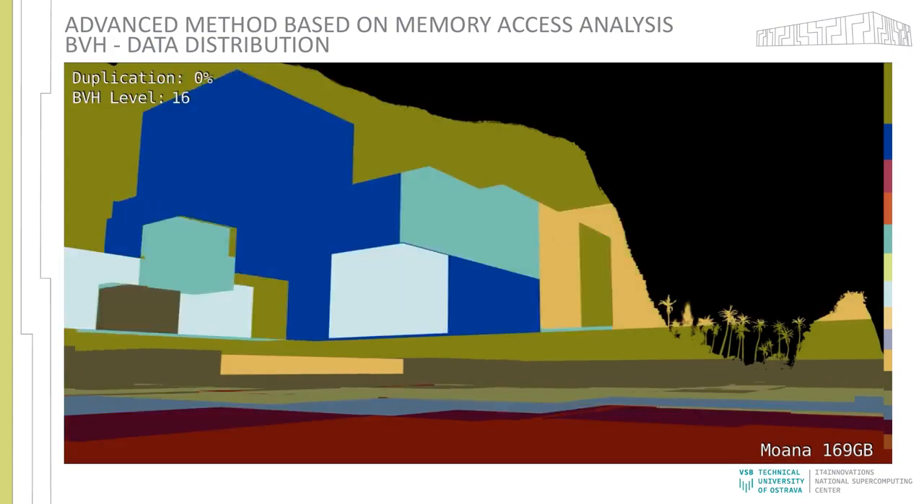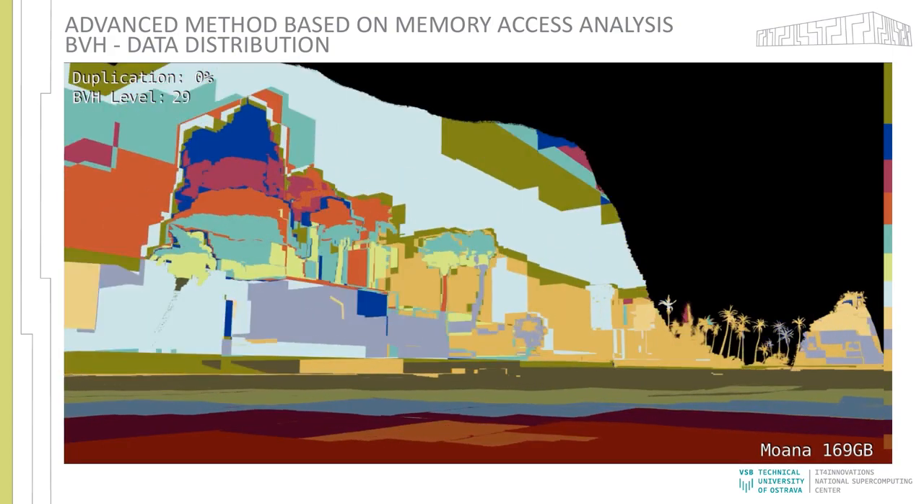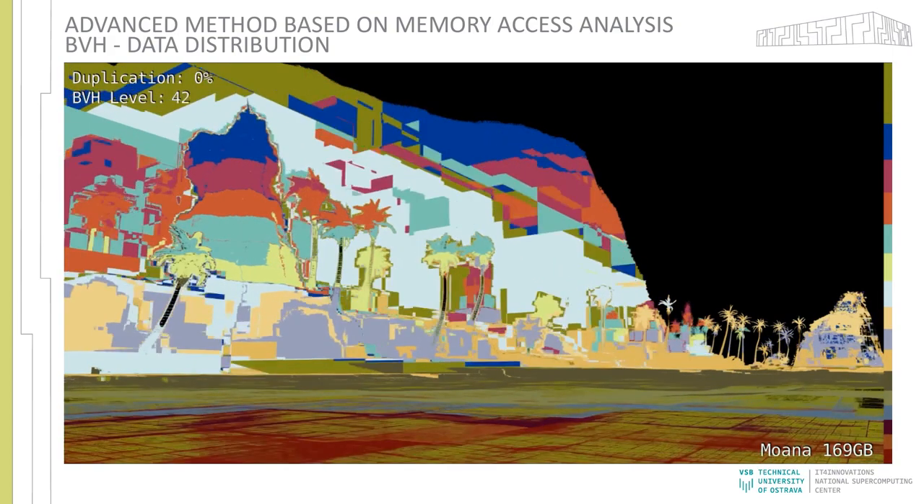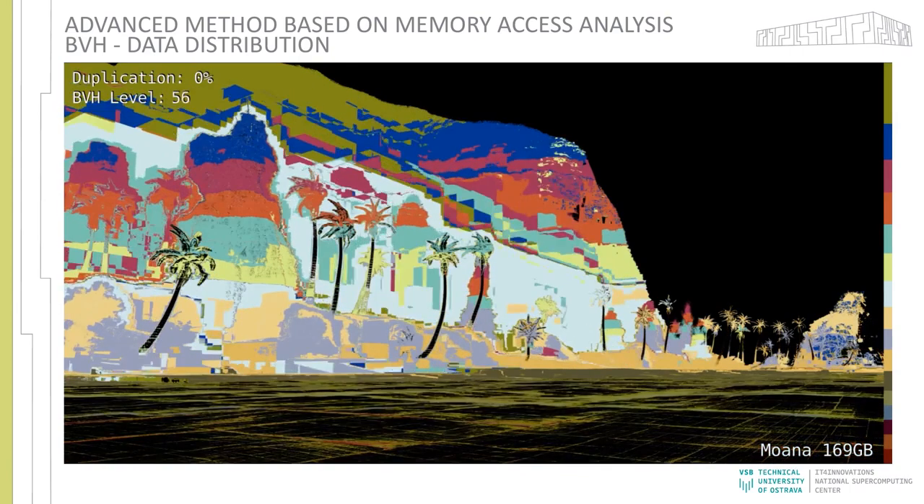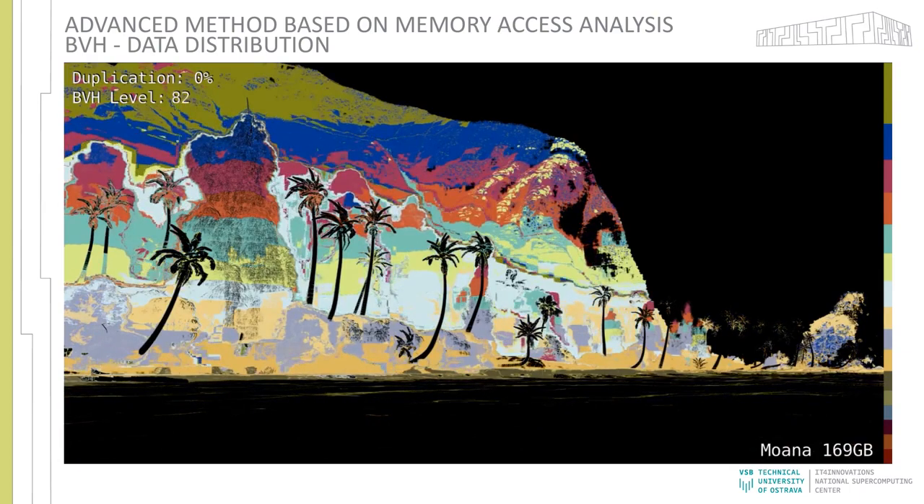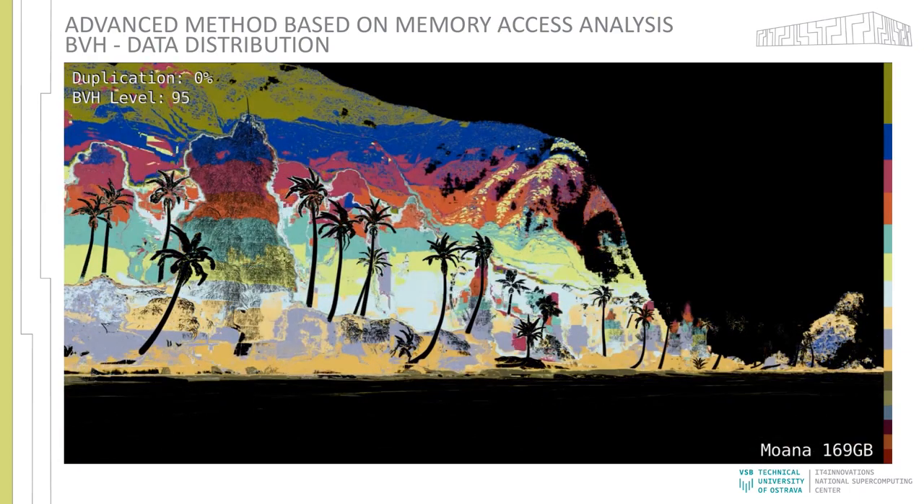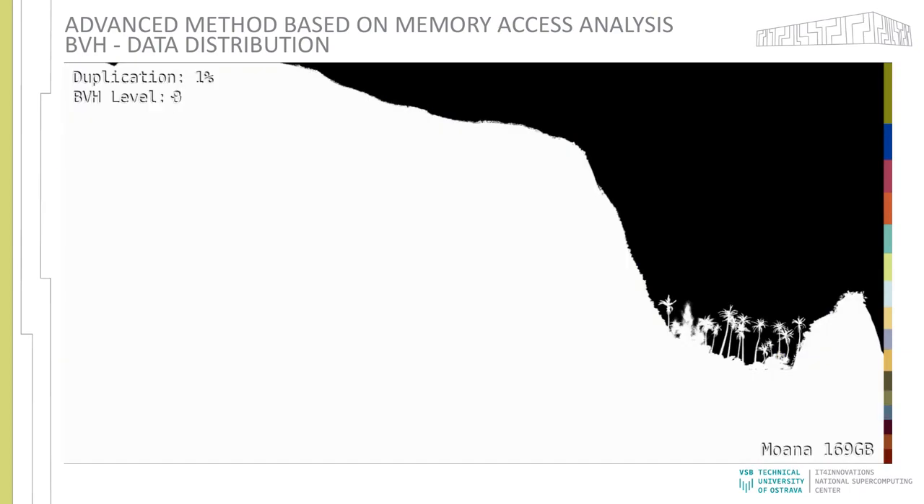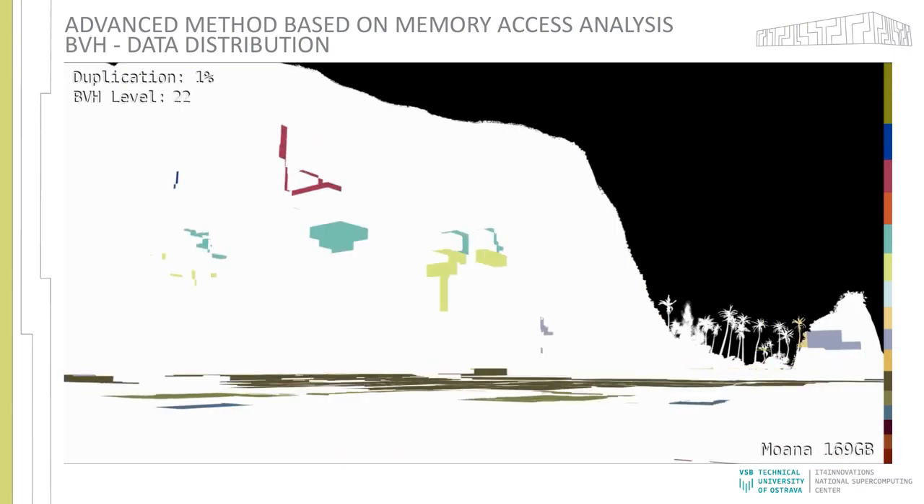And this is a visualization of the distribution of the BVH tree for different levels of the tree. Different colors represent different GPUs, and the white color represents replicated chunks. The screen partitioning is denoted by the color bars on the right side of the video.